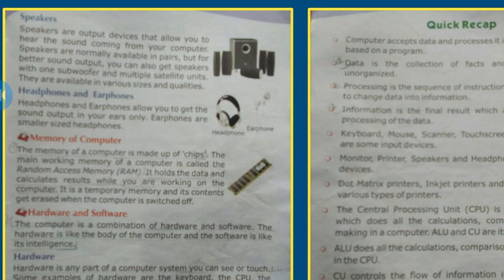Clear? Memory of the computer. The memory of a computer is made up of chips. What are chips? Not an eatable thing. That is memory, na? Made up of chips. The main working memory of the computer is called random access memory, that is called RAM. It holds the data and calculates the result while you are working on the computer.